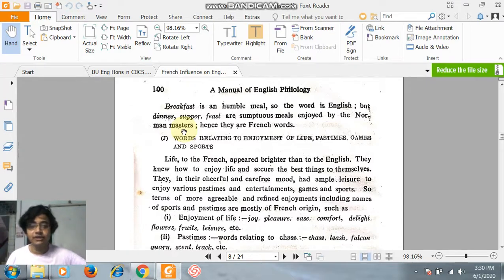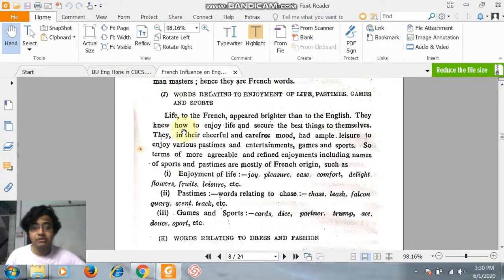Words relating to the enjoyment of life, pastimes, games and sports. Life to the French appeared brighter than to the English. They knew how to enjoy life and secured the best things for themselves. In their cheerful and carefree mood, they had ample leisure to enjoy various pastimes and entertainments, sports and games. So various words relating to the enjoyment of life, to pastimes, games and sports were borrowed from French into English.